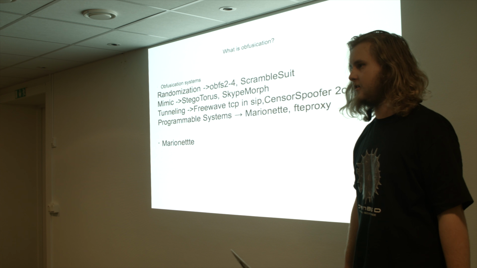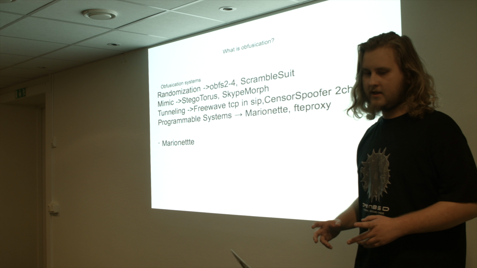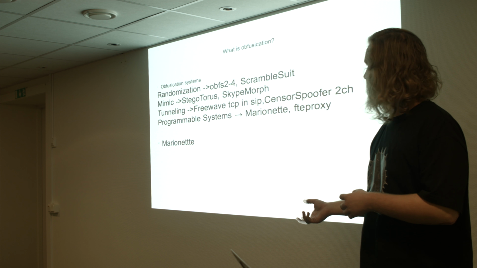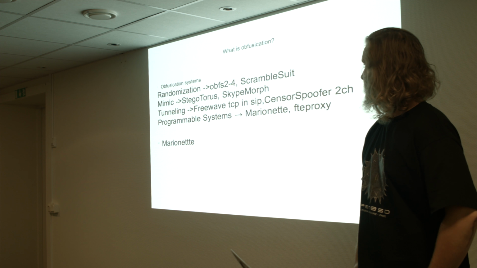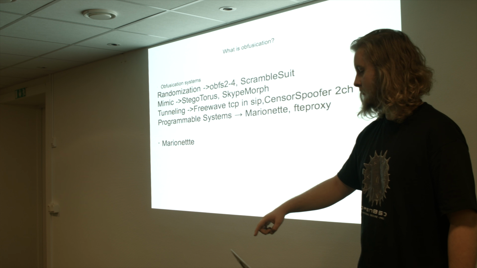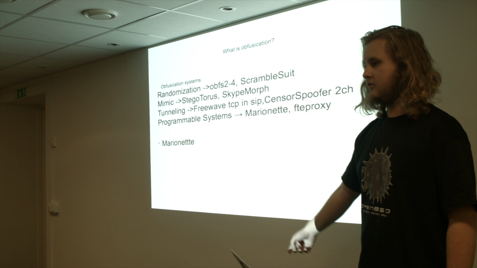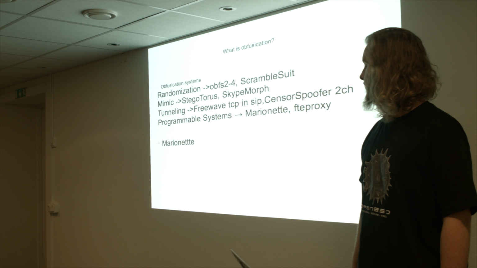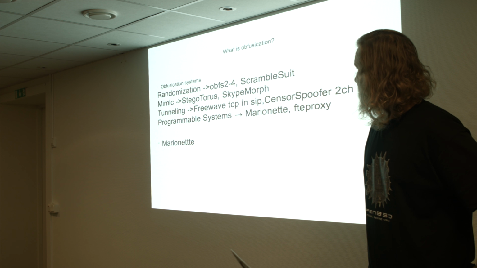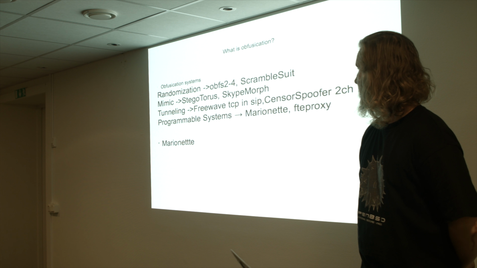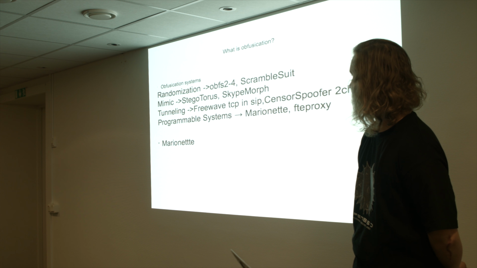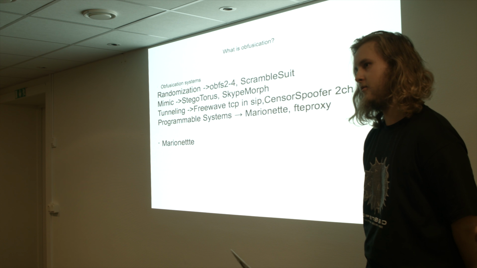So what is obfuscation? Well, obfuscation basically means take one thing, make it look like another. Obfuscation systems are basically deployed all over around the world to circumvent censorship. One really popular obfuscation system is Tor. I'm sure everyone heard about Tor. So obfuscation systems are basically categorized into 4 different categories. Some people say it's 2 different categories, but it depends on what white paper you read.